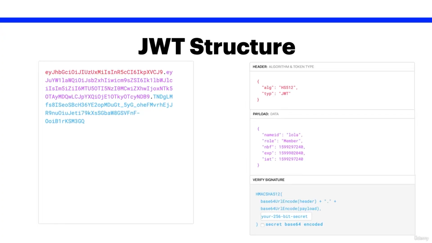And we also have three timestamps inside there as well. The NBF means that the token cannot be used before a certain date and time. We have an expiry date and time for the token, and also when the token was issued at.